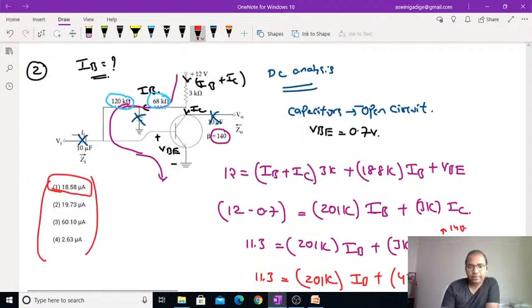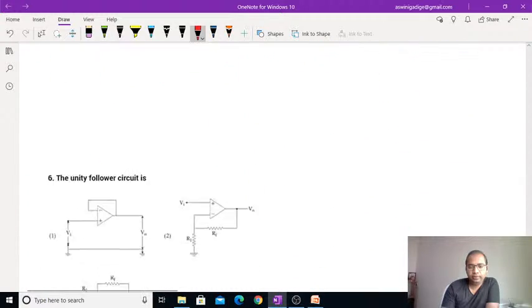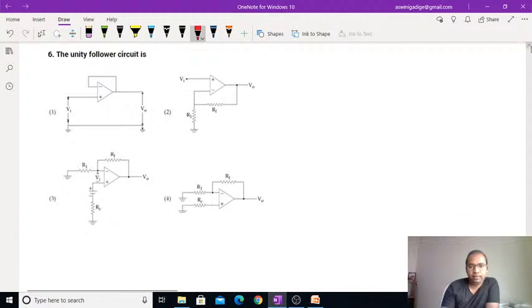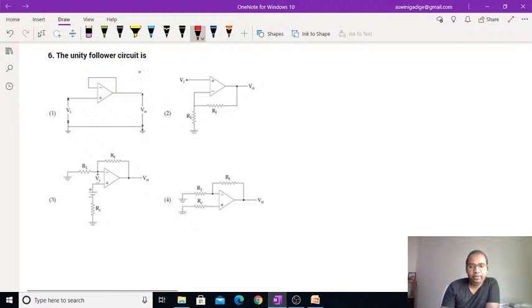So it is a way of solving such type of circuits, guys. And coming to the next question, the unity follower circuit is. So here we know that the first option is the unity follower circuit. Unity follower means we have to get V0 by Vi equal to 1, or else the voltage gain must become equal to 1. Fine, voltage gain becomes equal to 1. So if you take the non-inverting amplifier, the special case of the non-inverting amplifier is a unity follower.